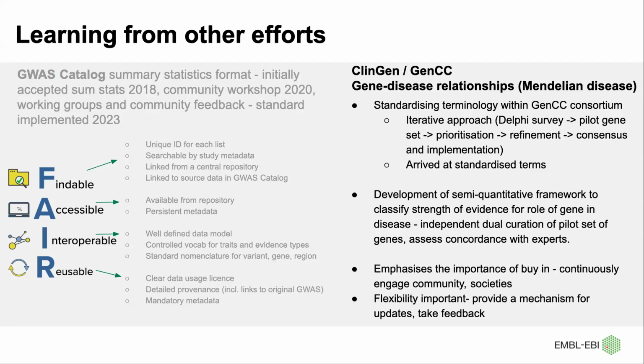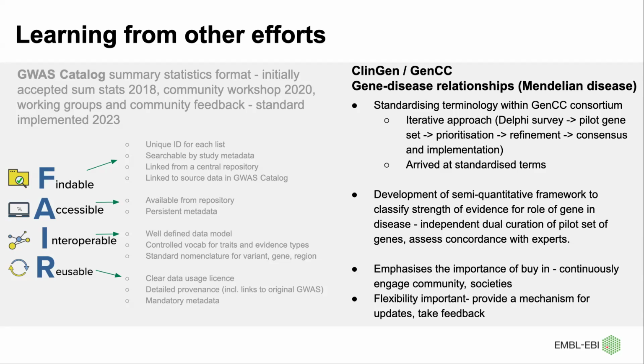We learned from a different type of effort. Marina Di Stefano from ClinGen, who's part of the GenCC consortium, told us about their experience in developing a framework to curate gene-disease relationships. And this is in the rare variant space, Mendelian disease. So the first thing she talked about was how they standardized the terminology within the GenCC consortium. This was an iterative approach that required many surveys, piloting, prioritization, refinement, building consensus before final implementation. But standardized terms was key to their process.